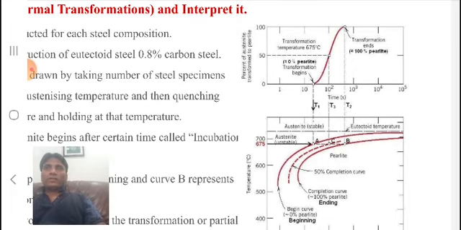at 550 degrees centigrade what we get is upper bainite, and from 550 to 500 degrees centigrade what we get is upper bainite, and then after that we get lower bainite at around 400 to 300 degrees centigrade, and below 300 degrees centigrade we get martensite, that is at 250 degrees centigrade we get martensite.